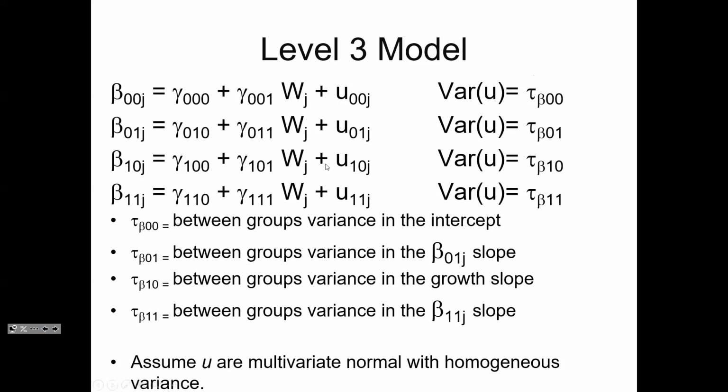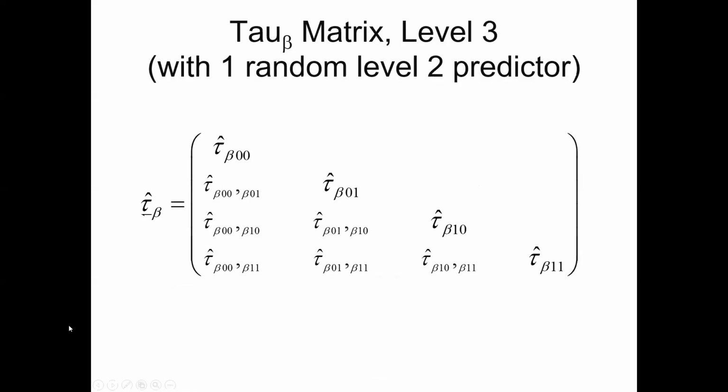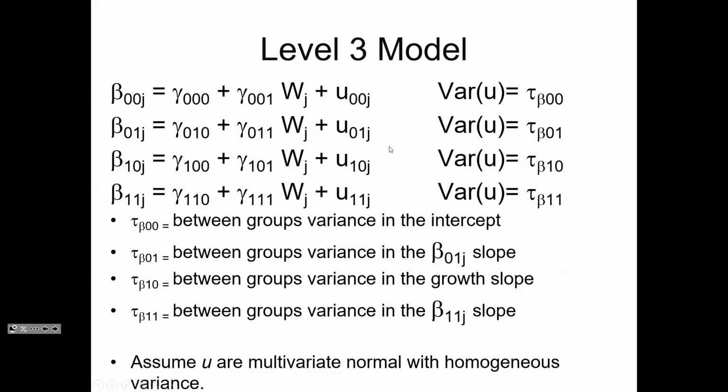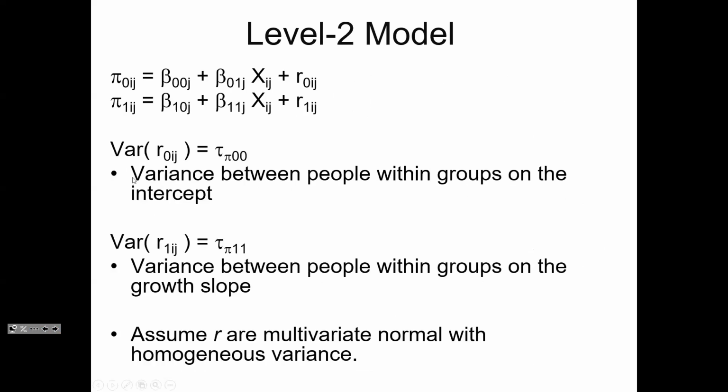Look at what's happening here. In this level 3 model, let me go back to the level 2 model. The level 2 model looks simple. I just put in a person level characteristic as a predictor of the intercept and as a predictor of the slope. So I've got one level 2 variable as a predictor of the intercept and the slope. Great, no problem. But remember, now all of these things can randomly vary.